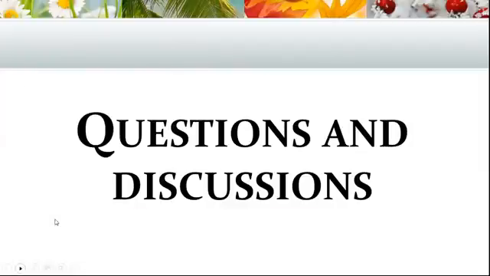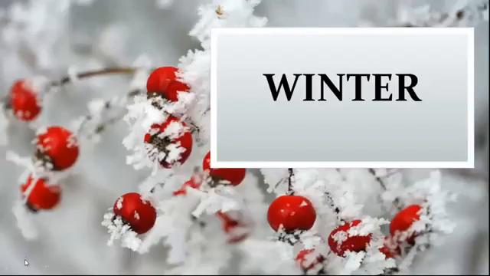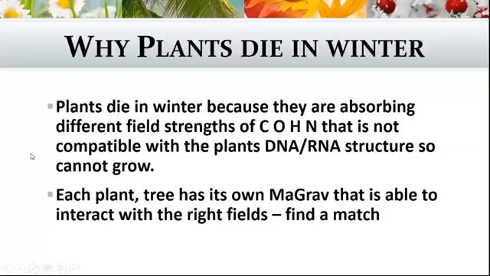All right. So now we'll just go a bit deeper in trying to put all that information together, and we look at why plants die in winter. Well, some plants will die and some plants just stop growing and lose their leaves and will just lie dormant during the winter period. It's because they are absorbing different field strengths of the carbon, oxygen, hydrogen, nitrogen that is not compatible with the plant's DNA, RNA structure, so they cannot grow.